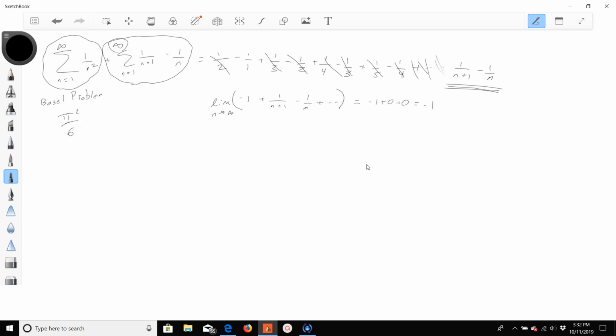So pi squared over 6 minus 1 is the area we are looking for. I think that's such a cool problem. I did kind of want to touch on it. Just kind of give an outline. This is Euler's way of proving the Basel problem. I don't know, whatever it's called.